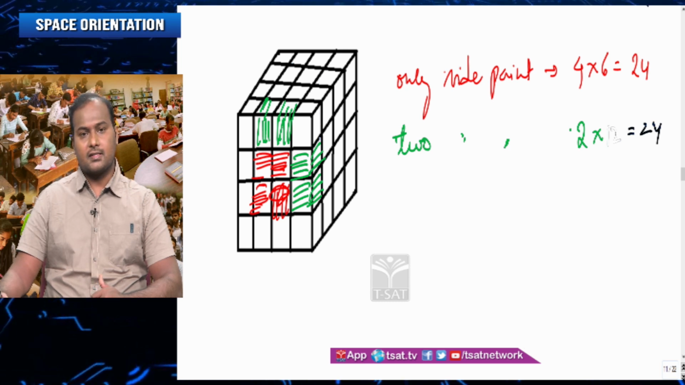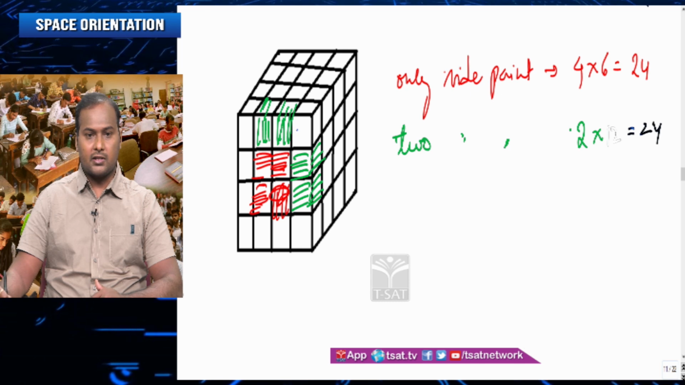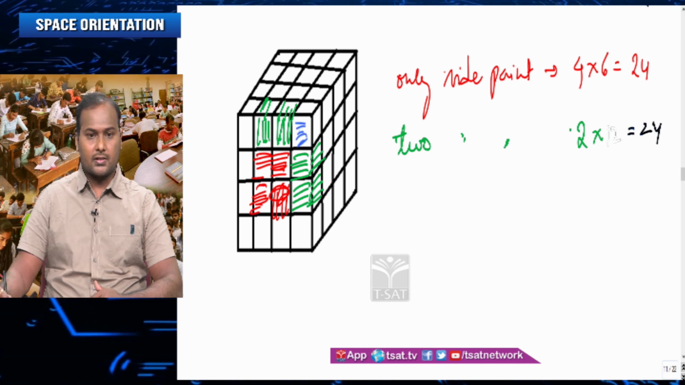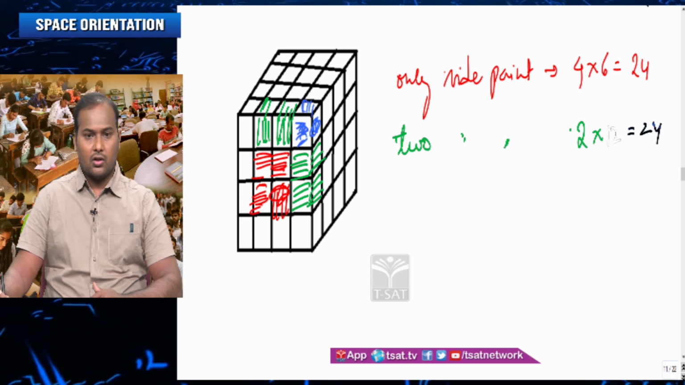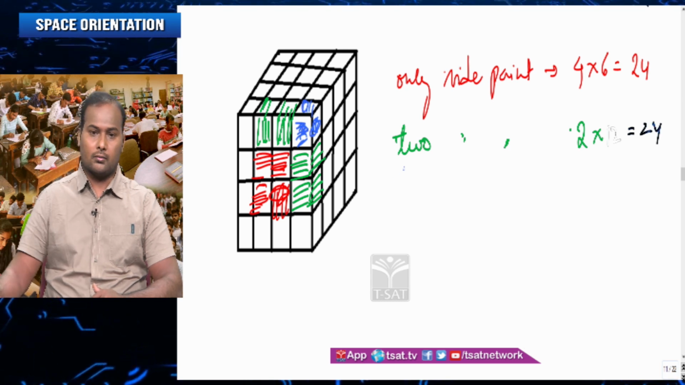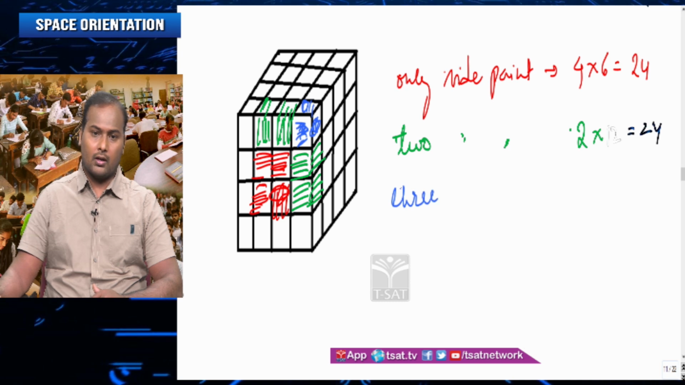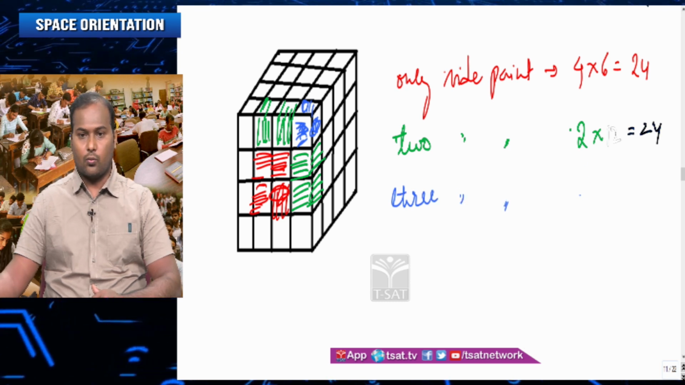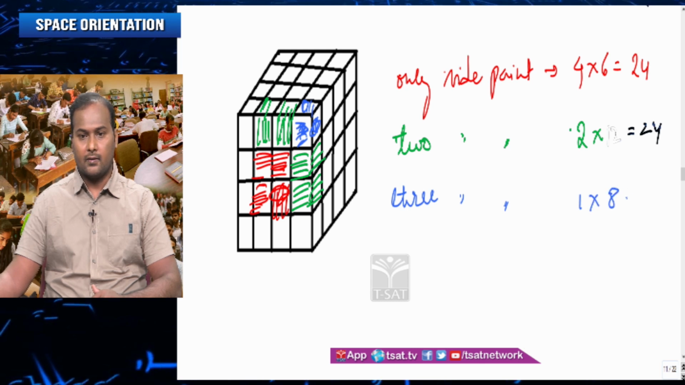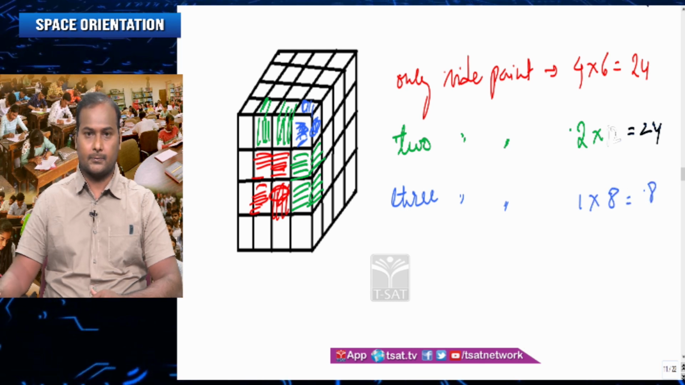Now the next question is, how many small cubes are possible with three side paint? Where is this three side paint possible? Three side paint is possible on the corners, right? So this is the corner. Per corner how many? 1. Total how many corners? We have total 8. So 1 multiplied by 8, your answer is 8 here.